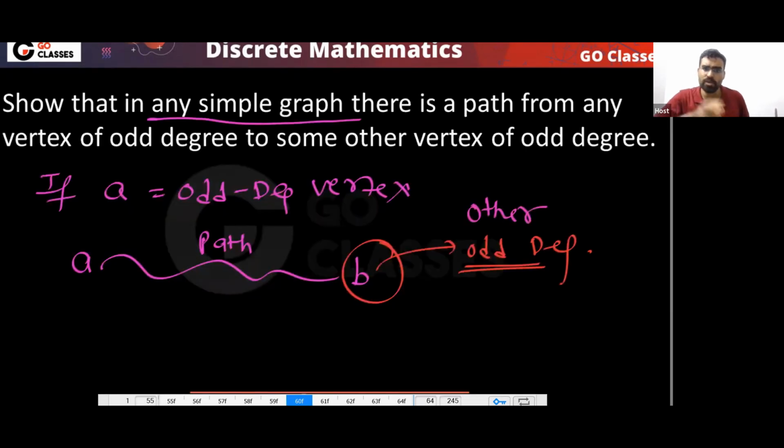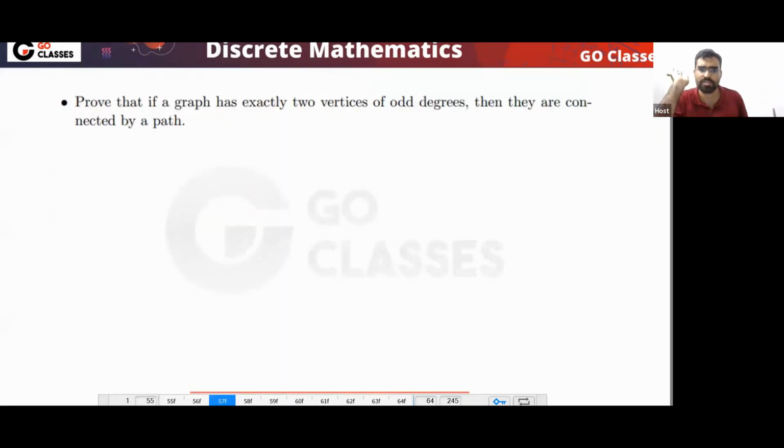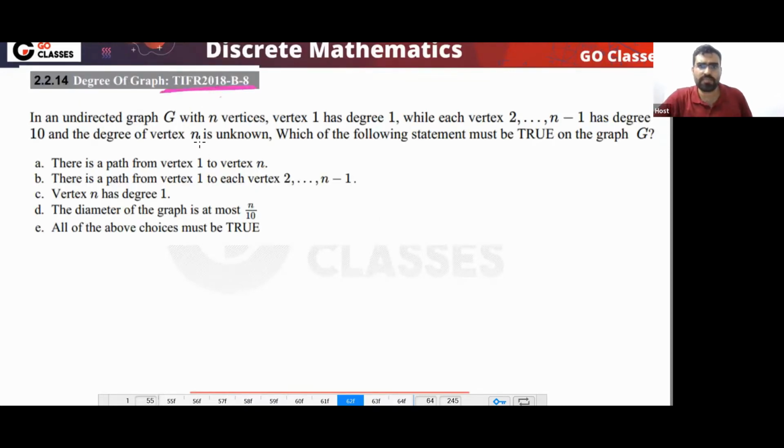Tell me, the same question they can ask you in two different ways. Now, this is your TIFR 2018 question. What will be the answer? In an undirected graph G with n vertices, vertex 1 has degree 1, each vertex 2 to n minus 1 has degree 10, and the degree of vertex n is unknown. Which of the following statements must be true?